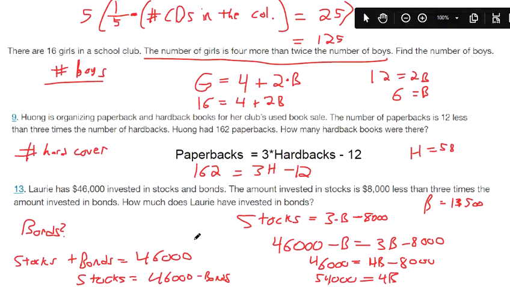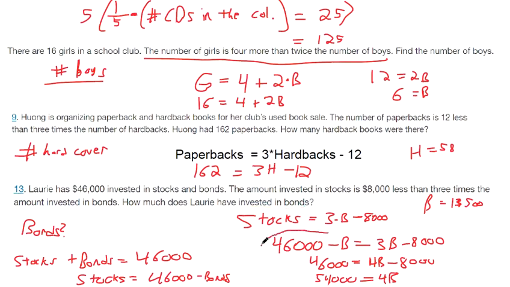Okay, that one's definitely tricky because of that extra step here where we had to think about something to plug in for stocks. But think about what this means. There's 46,000 between stocks and bonds. So if you were to take the $46,000 and subtract the amount of money in bonds, then what's left over is the amount of money in stocks.